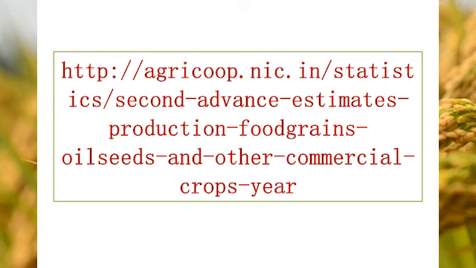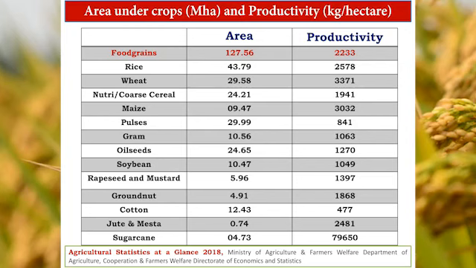So now we talk about the area under different crops, which I have given you in terms of million hectare, and productivity in terms of kg per hectare. Sometimes you will find questions from this segment also, where they will ask the area under a particular crop or productivity of a particular crop. So if you look into the area of total food grains, then the total area covered by food grains is 127.56 million hectare, and productivity is 2233 kg per hectare.